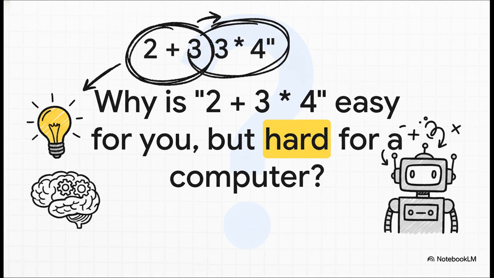Take a look at this. 2 plus 3 times 4. You and I, we instantly know the answer is 14. Why? Because our brain just knows to do the multiplication first. We don't even think about it. But a computer? It just sees a string of characters. It has absolutely no built-in intuition about that order of operation stuff we all learned back in grade school.